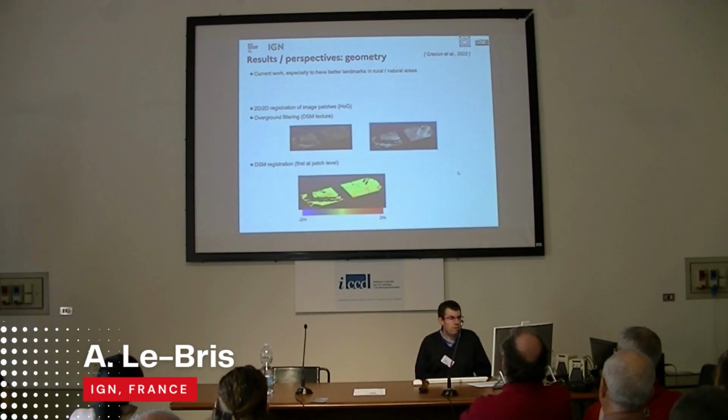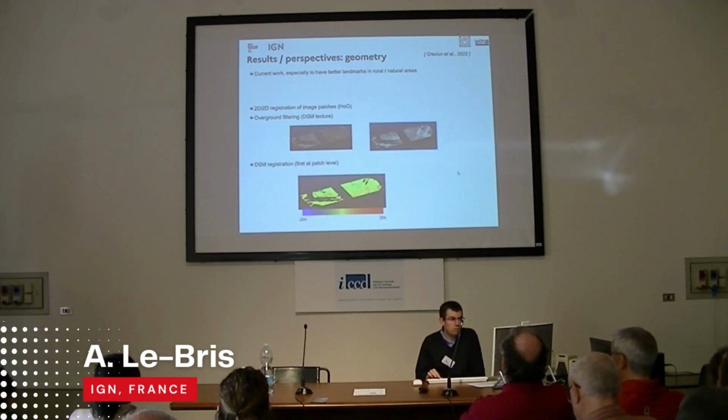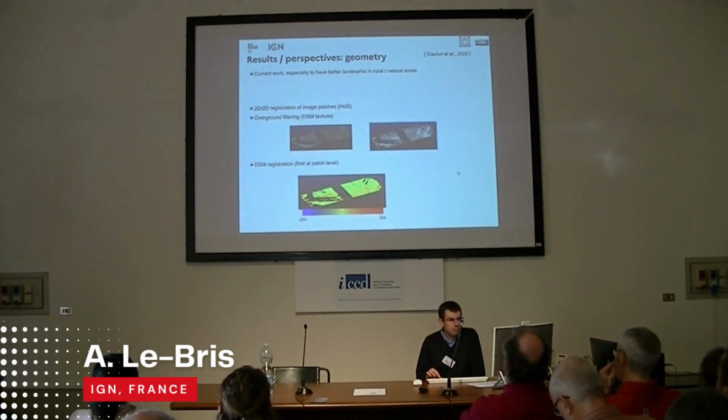In order to deal with this, we have current work trying to find better landmarks in rural natural areas, because it happens that many of our ground control points generally fell in the neighborhood of roads and buildings, and not so much in the fields. So we tried to develop other methods in order to have more constraints in these rural and natural areas. For this, we performed a 2D registration of wider image patches.